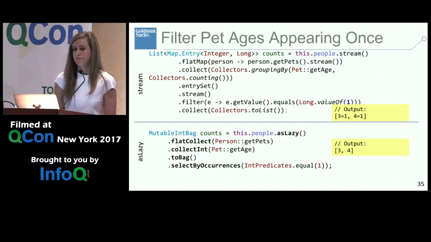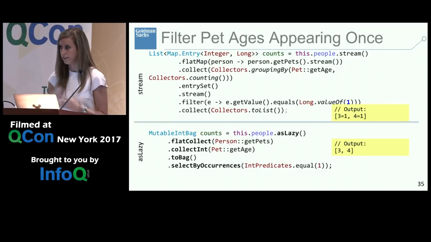So now I'm going to walk you through some code examples using primitive collections and what you'd have to do in both streams or the lazy APIs. So we want to filter pet ages appearing only once. In the first example, we have our list of people. We're streaming them. We're flat mapping each person to their pets.